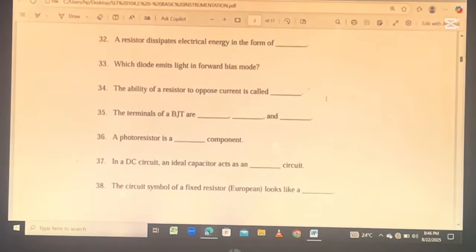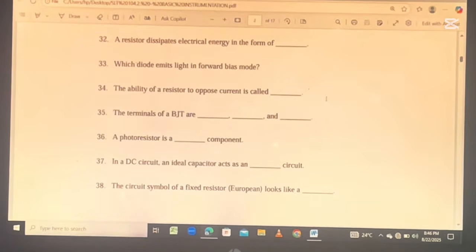All right, then the next question is the terminals of a BJT. BJT stands for bipolar junction transistor. The terminals of a BJT are called dash, dash, and dash. They are called the base, the collector, and the emitter. In fact, those are the major parts of the transistor. Remember, a transistor is a three-terminal device. All right, so that's what a transistor is.